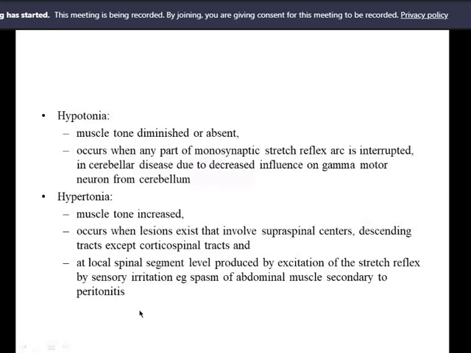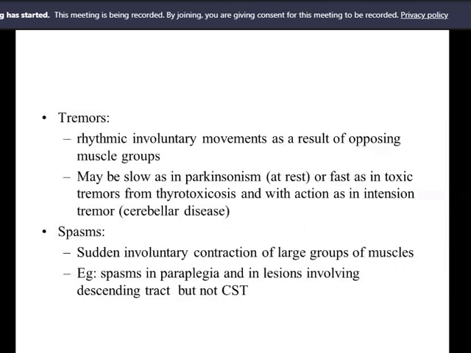Tremors, spasms, because they are all pathophysiology, right? So rhythmic involuntary movements as a result of opposing muscle groups. Some are flexor muscle, some are extensor muscle, and if these rhythmic involuntary movements are there, that is called tremor. It may be slow as in Parkinsonism, at rest there will be tremor, that is resting tremor in Parkinsonism, or fast as in toxic tremors for thyrotoxicosis, and with action, the intention tremor, in cerebellar disease. So three types of tremor you may get.